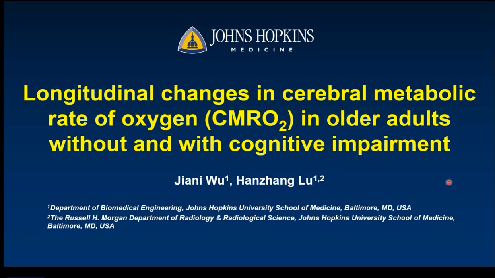And today I'm happy to be here to talk about our recent studies on the longitudinal changes in cerebral metabolic rate of oxygen in older adults without and with cognitive impairment. We know that our brain is about 2% of the total body weight, but consumes about 20% of the total energy. And the energy the brain consumes mainly comes from the oxygen that is extracted from the blood.